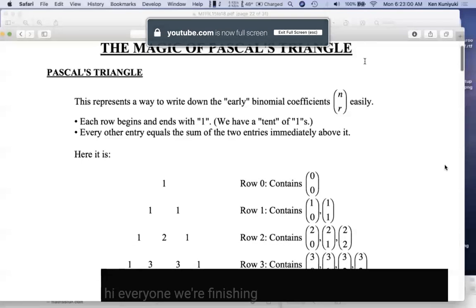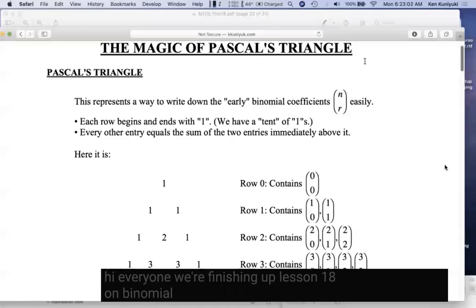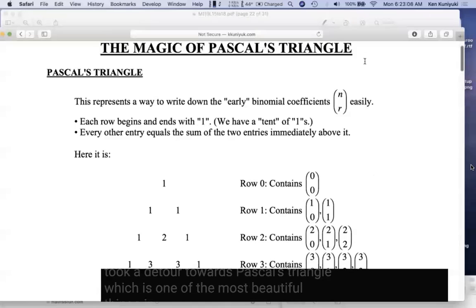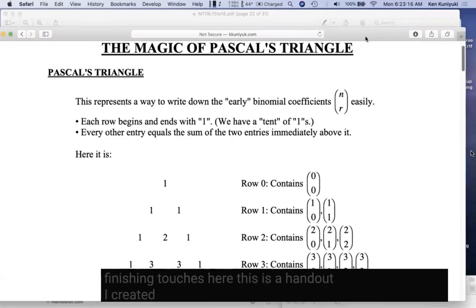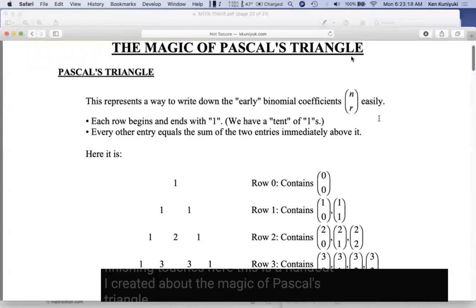Hey everyone, we're finishing up lesson 18 on binomial distributions, but we took a detour towards Pascal's triangle, which is one of the most beautiful things in math. I talked mostly about it last time, but I wanted to add in a few finishing touches here. This is a handout I created about the magic of Pascal's triangle.